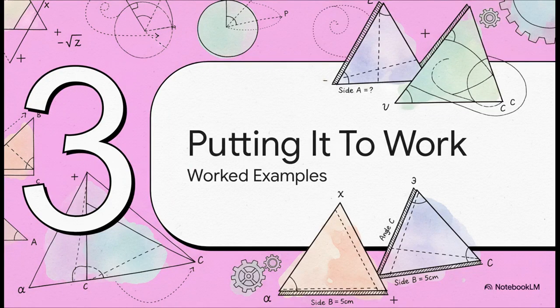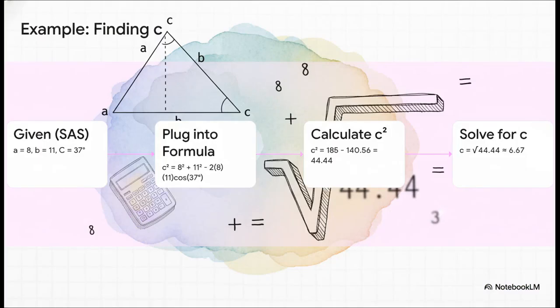All right, enough theory. The best way to really get this stuff is to see it in action. Let's get our hands dirty and solve a couple of triangles. We'll go step by step. Okay, let's kick things off with a classic SAS problem. We've got side a is 8, side b is 11, and the angle C between them is 37 degrees.